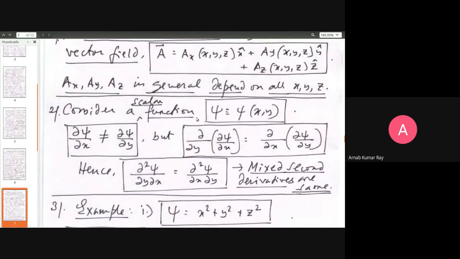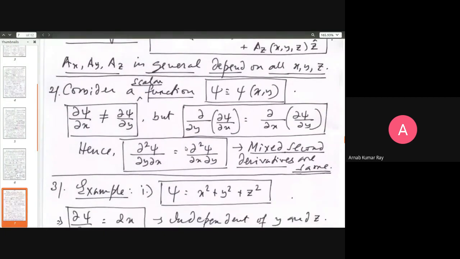Okay, now you consider a scalar function, psi equal to psi of x, y. Del psi del x is in general not equal to del psi del y. But there is an important property of second derivatives, mixed second derivatives. First I take del psi del x, then I take del y of that. And on the right hand side, first I take del psi del y, then I take the second derivative with respect to x. The first derivatives with respect to two different coordinates need not be equal to each other. They can be, but they need not be in the most general sense. But mathematically, in the most general sense, second order mixed derivatives are the same. Not first derivative, but second order mixed derivatives.